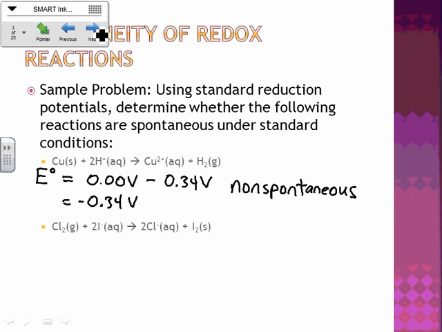The next one down here, chlorine plus 2I minus. Now again, I think we have done this reaction already in a previous example. But we can now use the E0 concept to calculate whether this thing is spontaneous or not. So, what is the reduction process in this reaction?